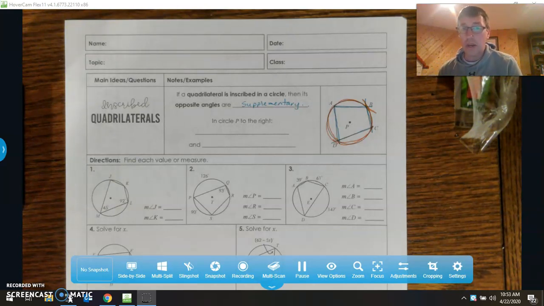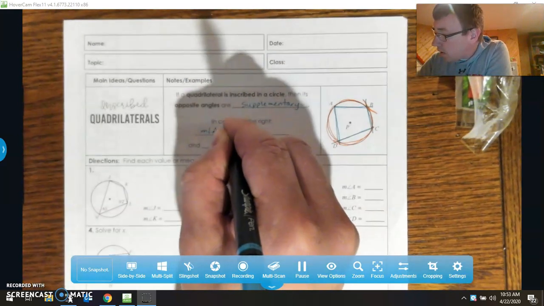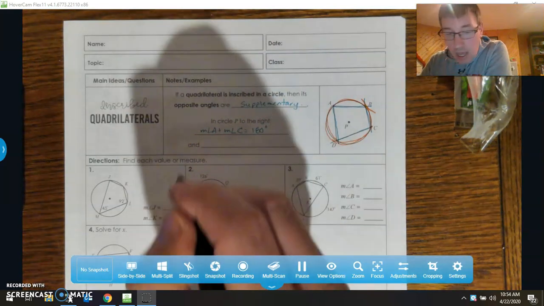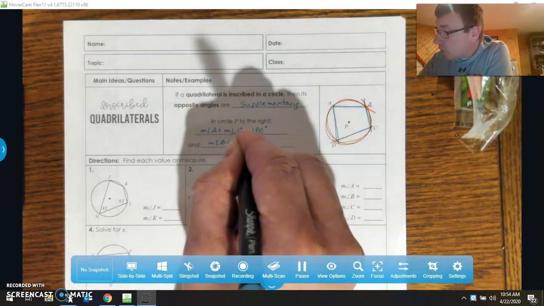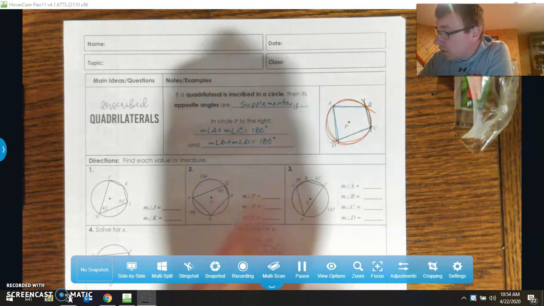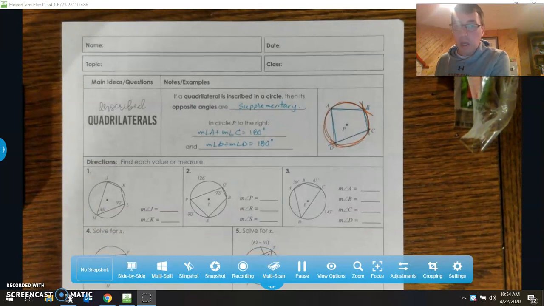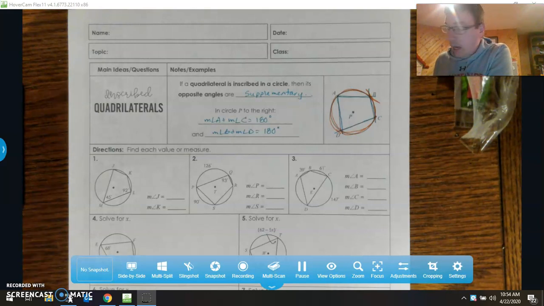Supplementary means there's two angles that add up to 180. Now, in circle P to the right, the measure of angle A plus the measure of angle C will equal 180. And the measure of angle B plus the measure of angle D will equal 180 degrees. That's kind of where that comes from. Okay? Now, in numbers 1, 2, and 3, we'll talk about these real quick.